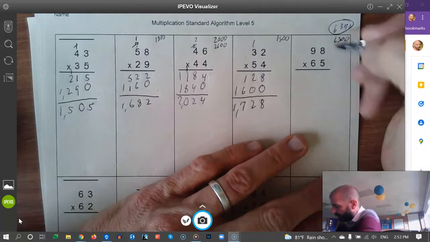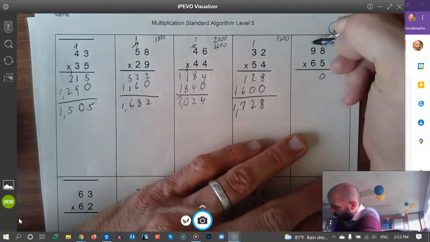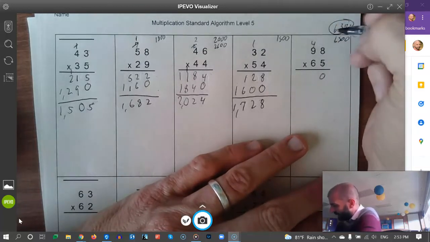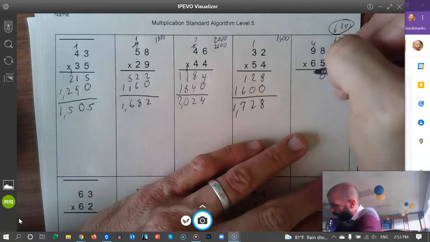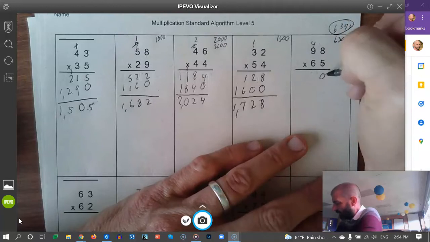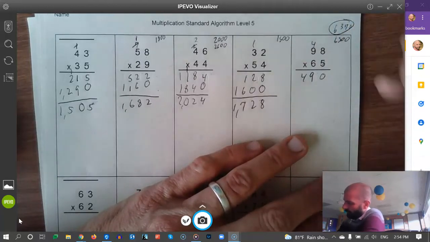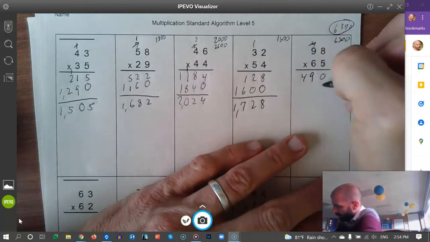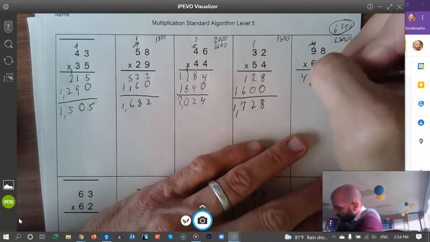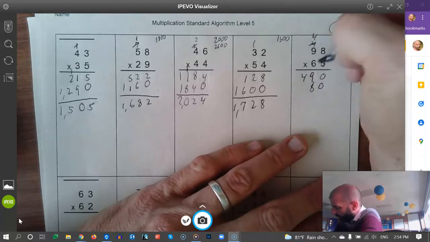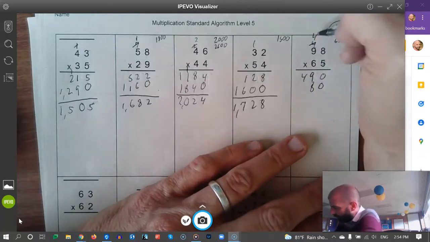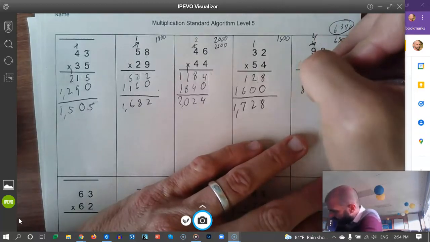Let's find out. 5 times 8 is 40. 5 times 9 is 45, plus 4 is 49? Did I do that right? 5 times 8 is 40. 5 times 9 is 45, plus 9 is 49. Cross the 4 out. 60 times 8. Okay, 6 times 8 is 48. 6 times 9 is 54, plus 4 is 58. Right?